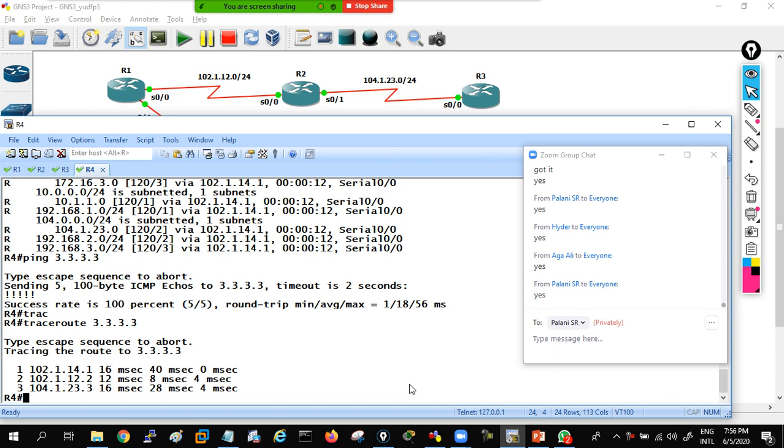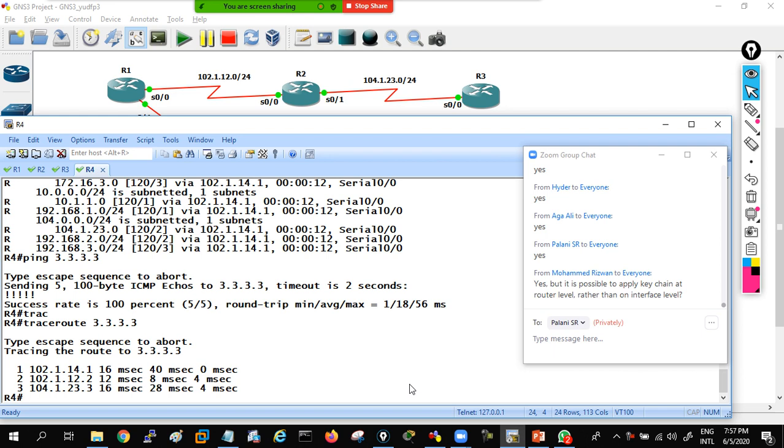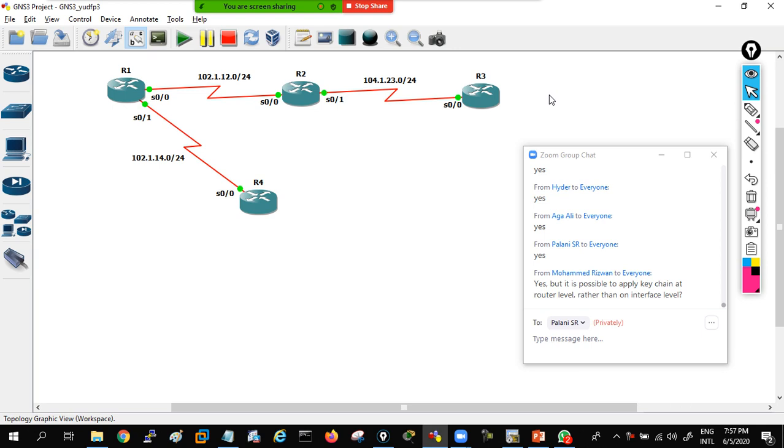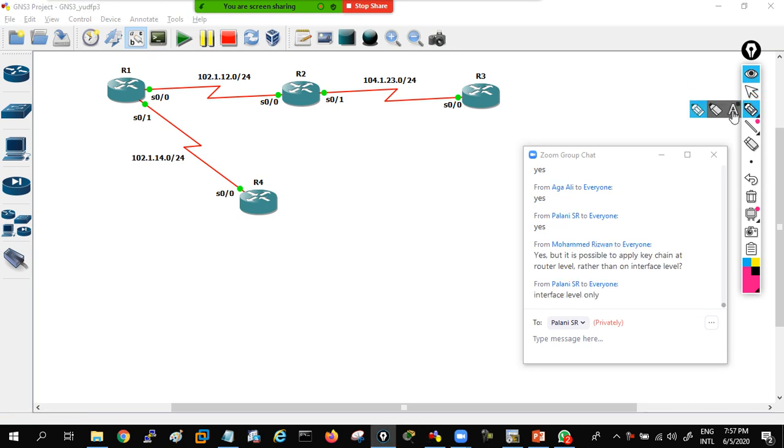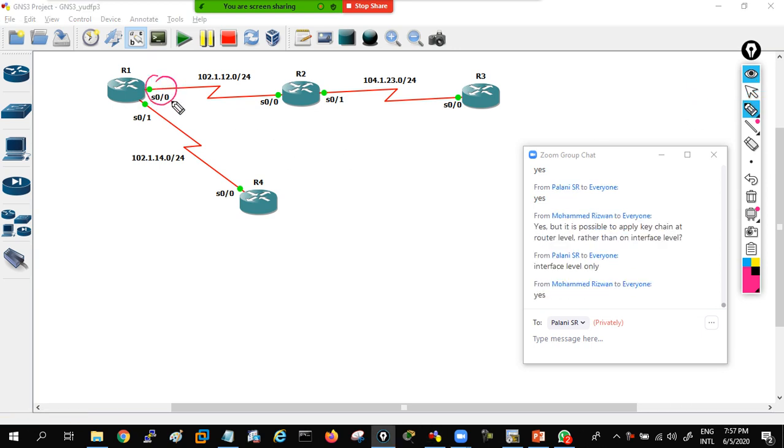Is it possible to apply the keychain at router level rather than interface level? No, actually, as per RIP, you need to apply it on the interface. Why? Because through this interface the updates are being sent to the other router. That's why we enable it at the interface level.